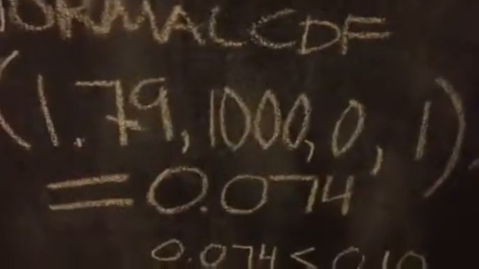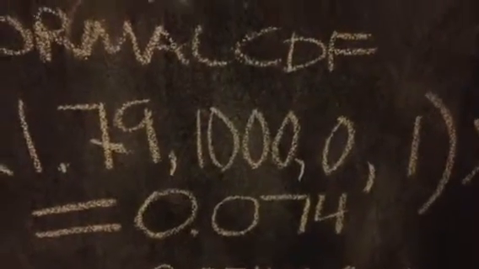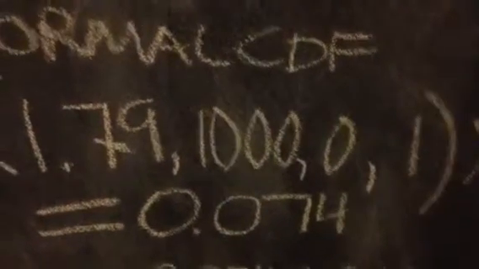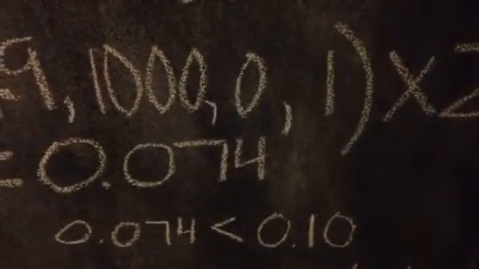0, 1, 1. You multiply that times 2 because remember this is a two-tailed test. You wind up with a nice 0.074, and then we compare that to our level of significance. We find that it is smaller, so therefore we reject the null hypothesis.